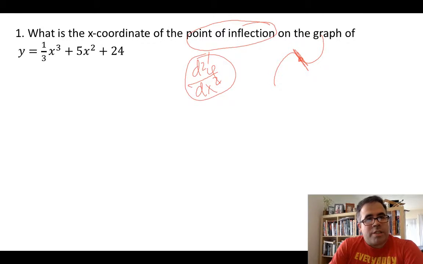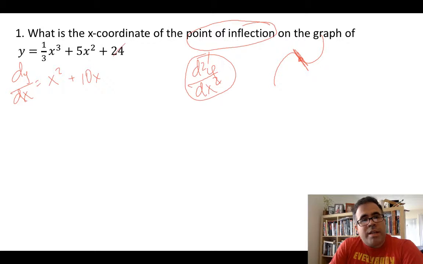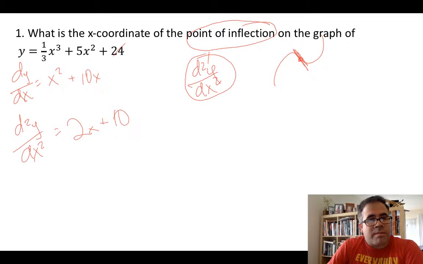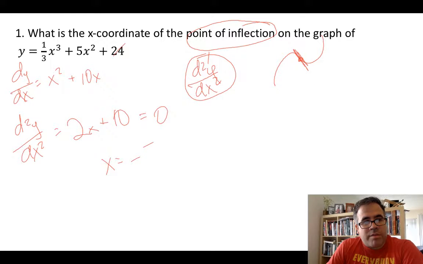So we have our function here. Our first derivative, dy dx, we'll just do it term by term. That's going to be 1/3 times 3, so just 1 x squared, plus 2 times 5 is 10x, and then this goes away. So that's our first derivative. Second derivative, that's going to be 2x plus 10. And now if we're looking for point of inflection, we set that equal to 0. 2x plus 10 equals 0 when x equals -5.